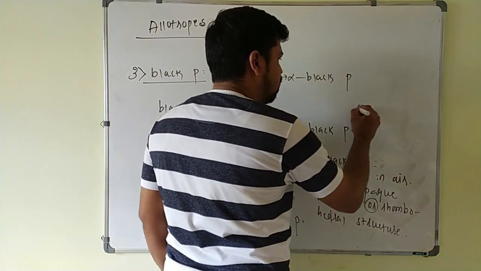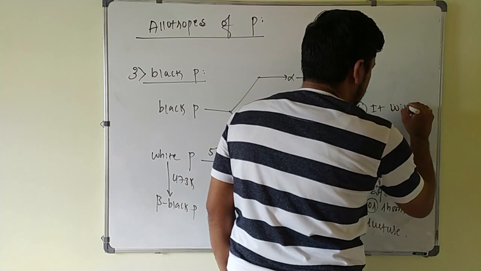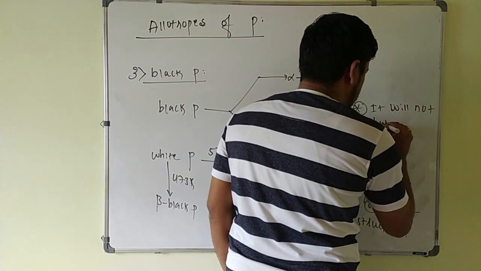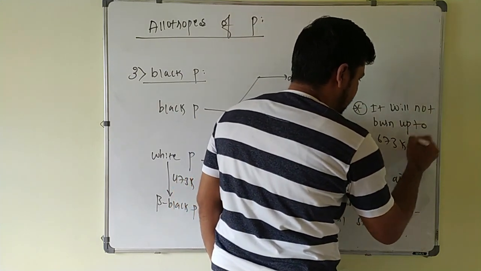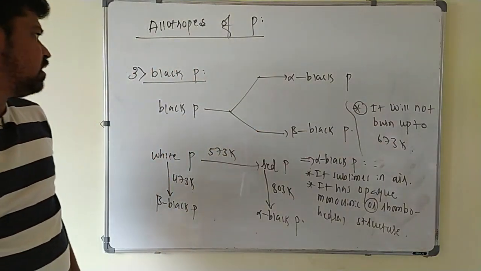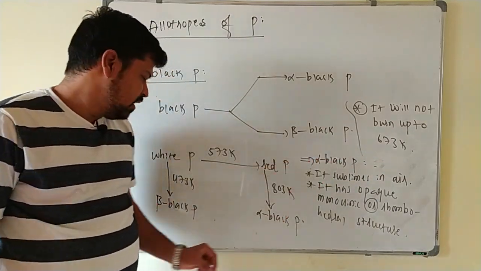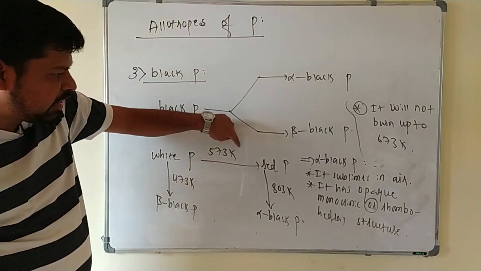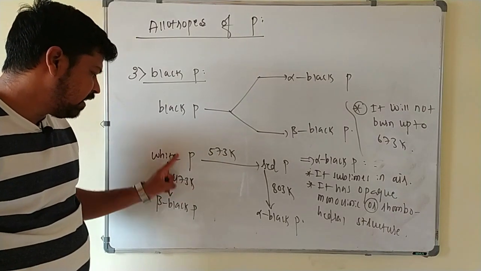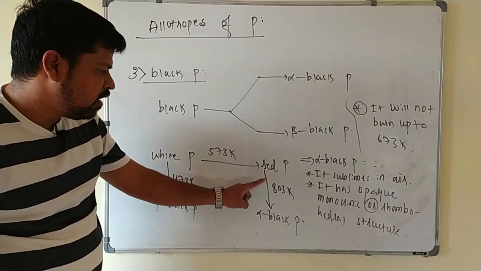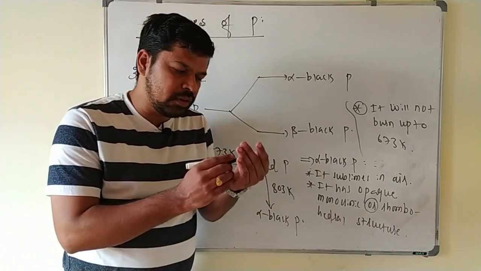The next point is, it will not burn up to 673 Kelvin. Okay, this is about black phosphorus. It exists as alpha black phosphorus and beta black phosphorus. Simply, white phosphorus heated at 573 Kelvin gives red phosphorus; just 100 Kelvin less, that is 473 Kelvin, gives beta black phosphorus; and red phosphorus at 803 Kelvin gives alpha black phosphorus. This is about the allotropic forms of phosphorus.